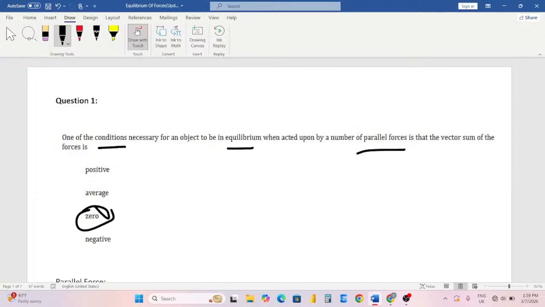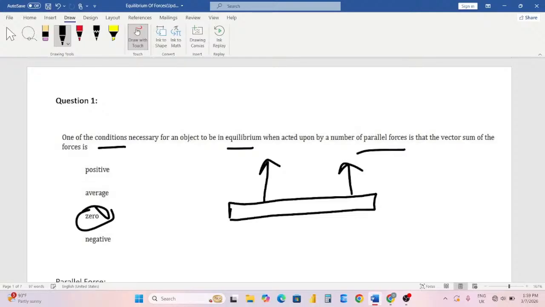0. But before we move on from this question, what's a parallel force? Parallel force speaks to the fact that you can have forces acting on an object in the same direction or in opposite direction, and the sum of all the forces at the end of the day will be equal to what? 0.